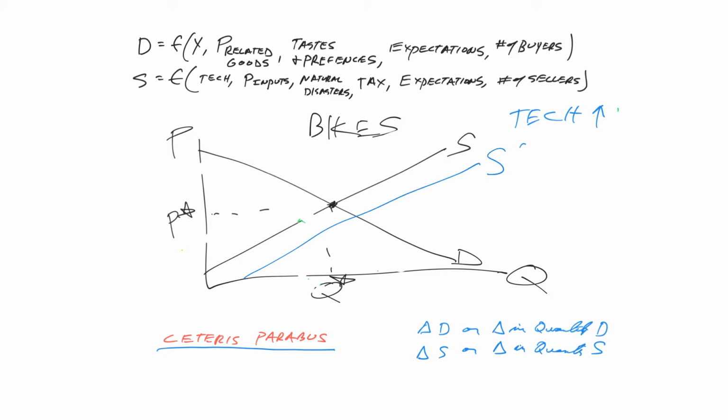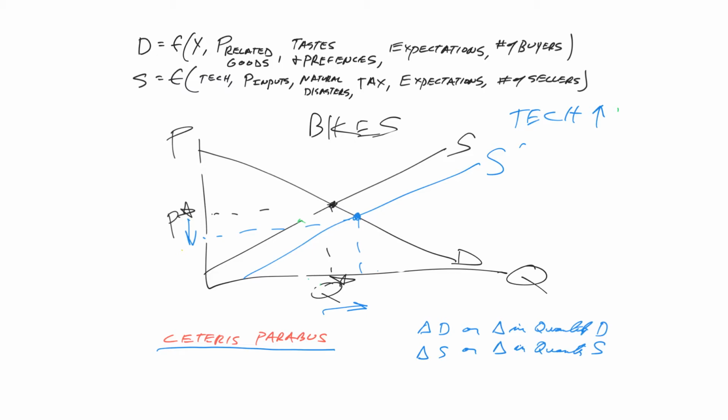New equilibrium. Equilibrium price falls, equilibrium quantity increases. That's a rightward shift of the supply curve, so that's a change in supply or an increase in supply. And that's a movement along the demand curve. That's a change in quantity demanded or an increase in quantity demanded.